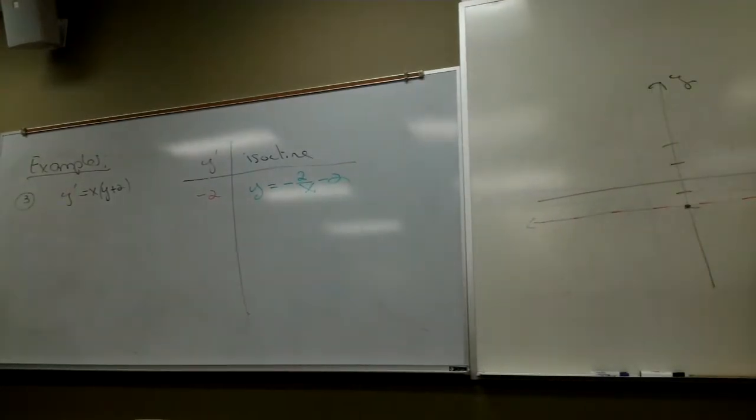Negative, oh, it's painful. 2 over x minus 2. What does that look like? Hyperbola. Looks like a hyperbola. Okay, so maybe in this example, unlike my first two, I don't get isoclines that are just lines. I get curves instead.